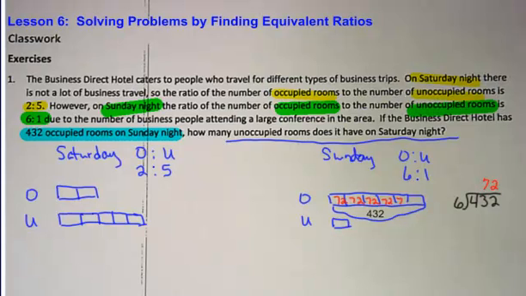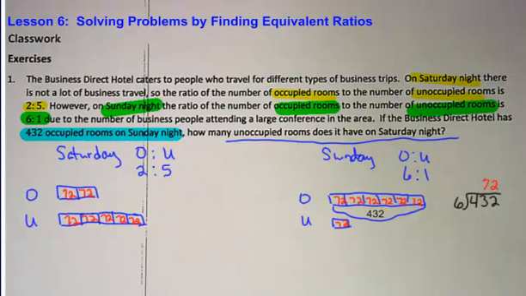Well, we know from working with tape diagrams that if one piece is worth 72, every piece is worth 72 in both our after and over here on Saturday night, every piece in that tape diagram is also worth 72. So we can put a 72 in each of those. Well, now that we have found what the value of each of those pieces are of the unoccupied room on Saturday night.